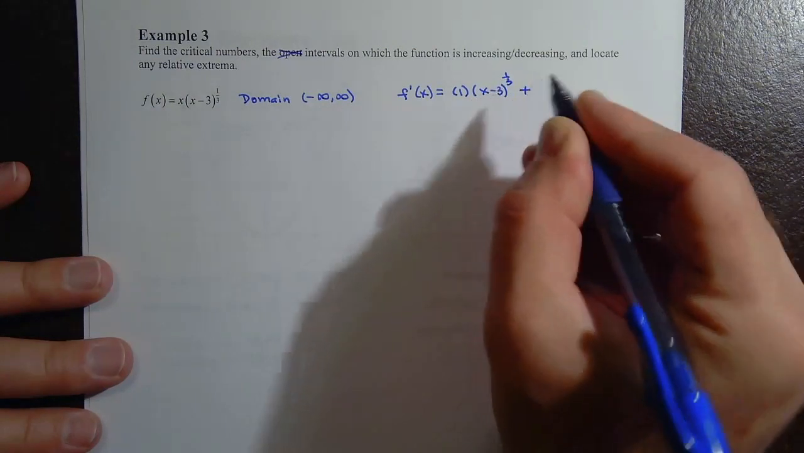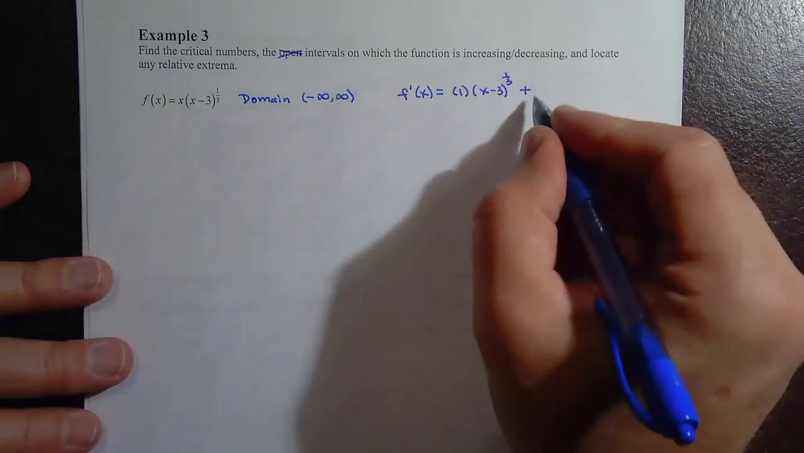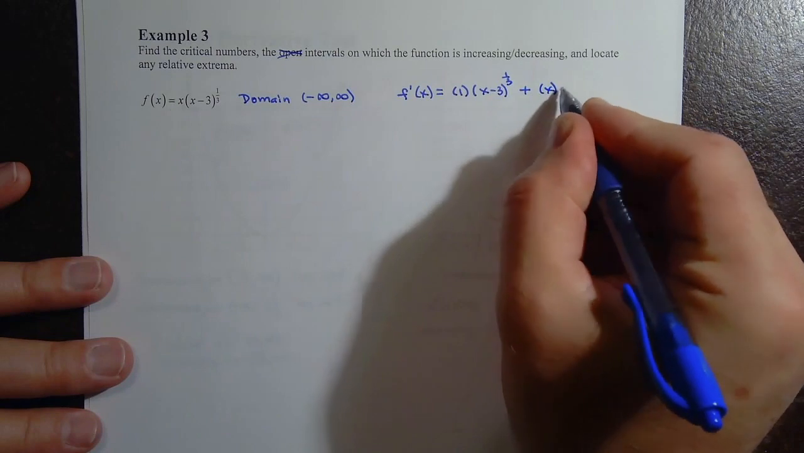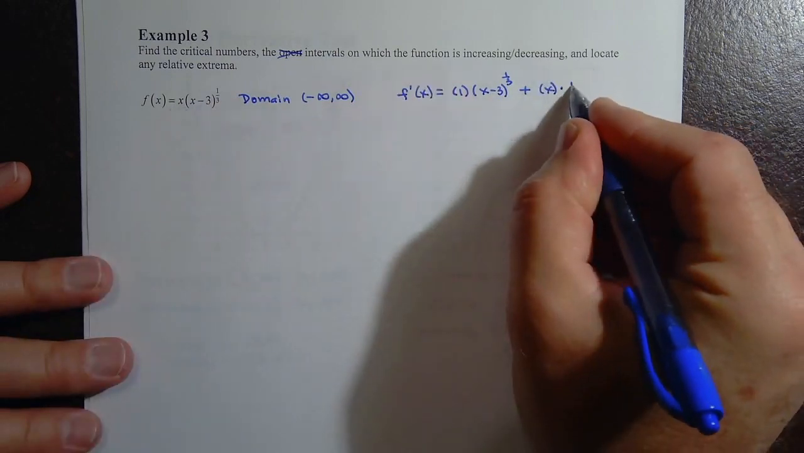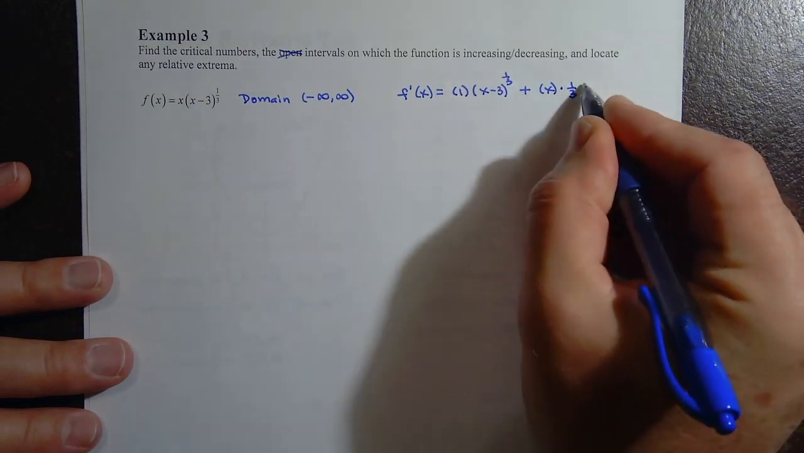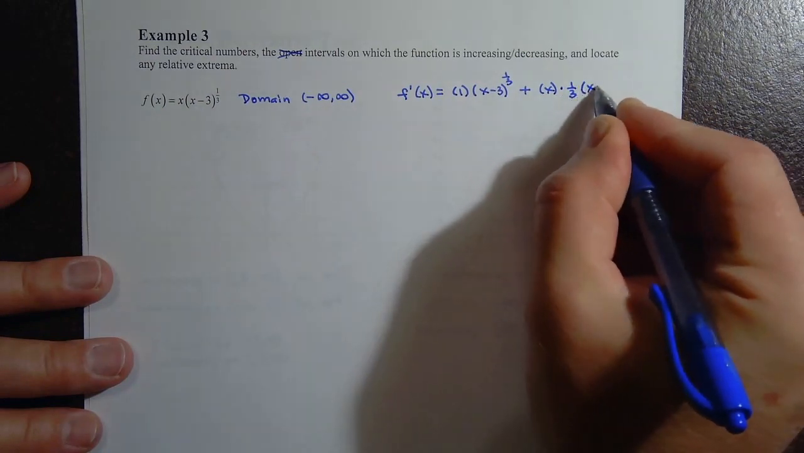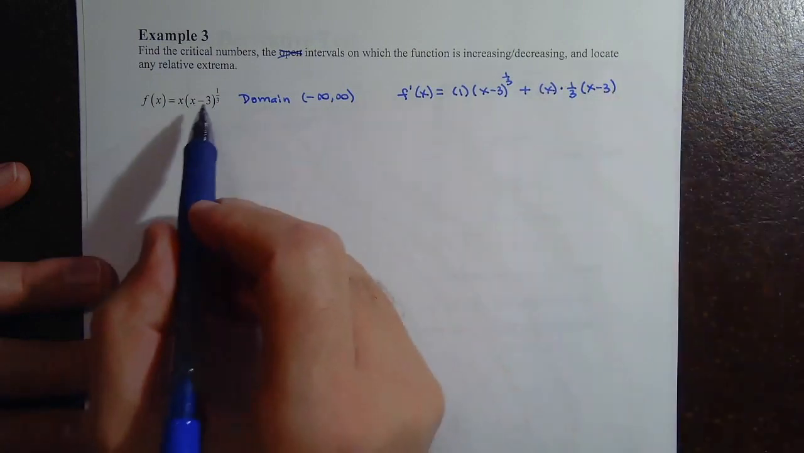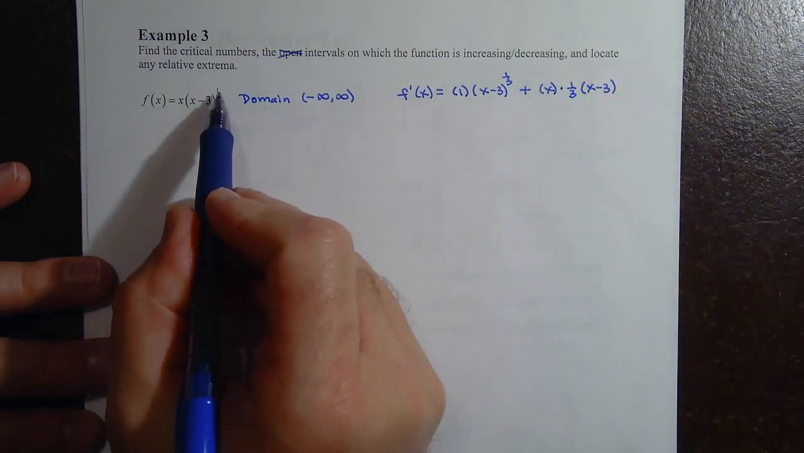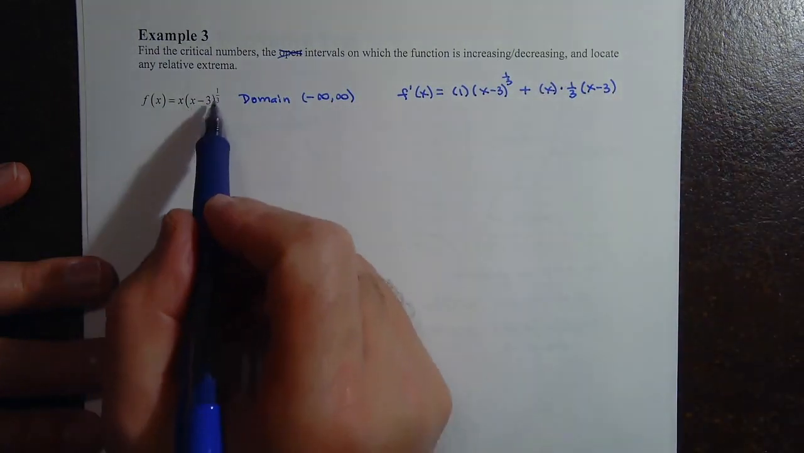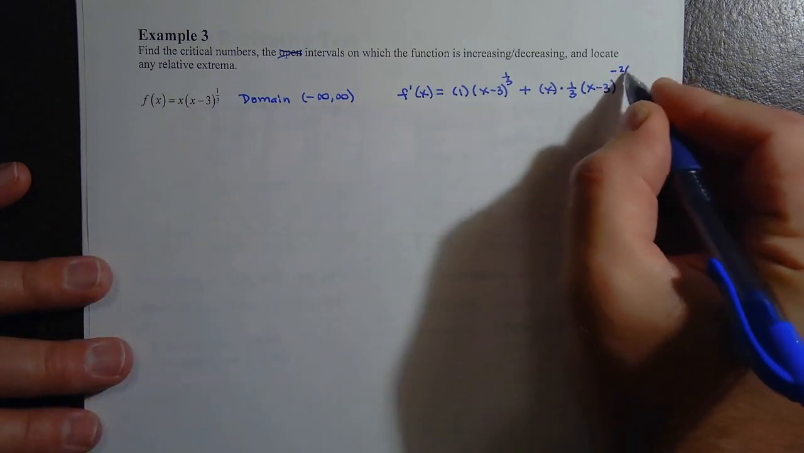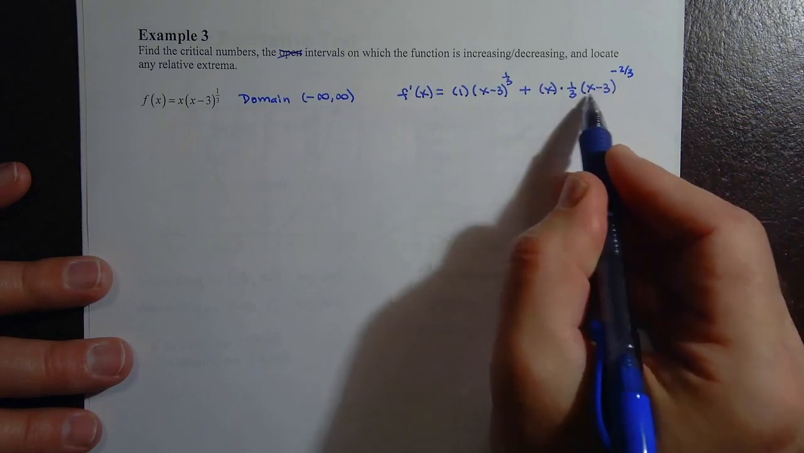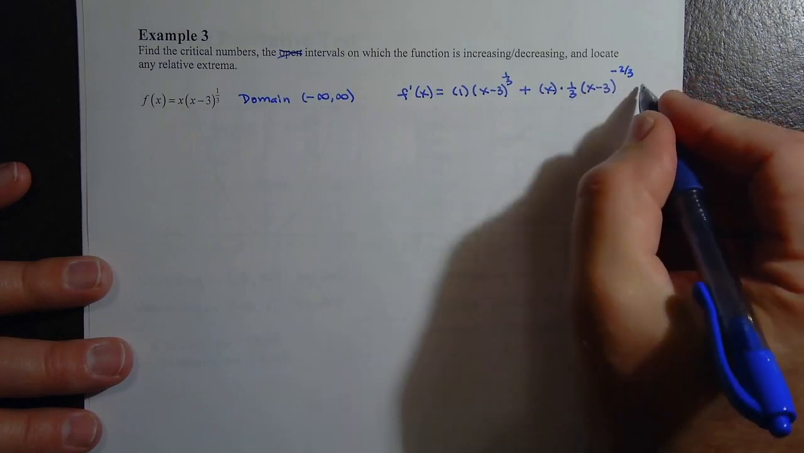And then plus x, times, and then we have to bring our power down, so that'd be 1/3, times x minus 3. And then we got to subtract 1 from this, so we subtract 3/3 from our 1/3 power. That gives us -2/3, and then times the derivative of the inside here, which would be 1.